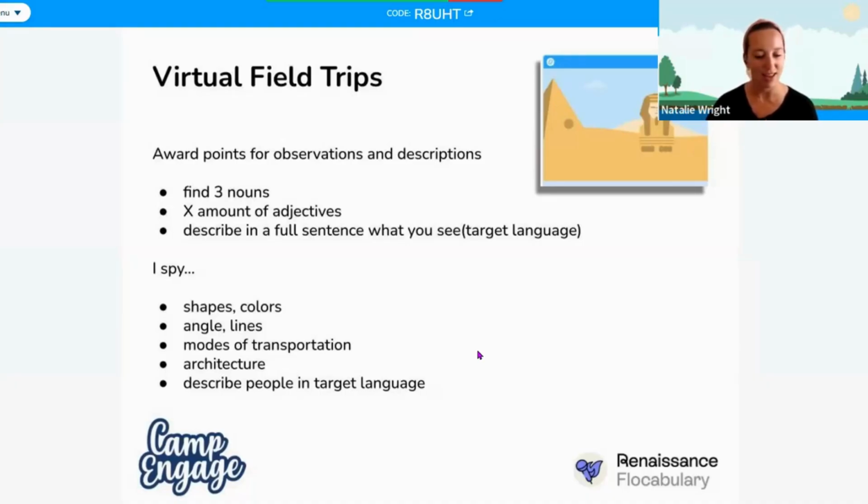We're talking about these lines, these angles. How can I see them? Where do I see them out in the real world? Modes of transportation. I know you guys found boats in there. Any architecture you're learning or describing. This one's kind of fun.